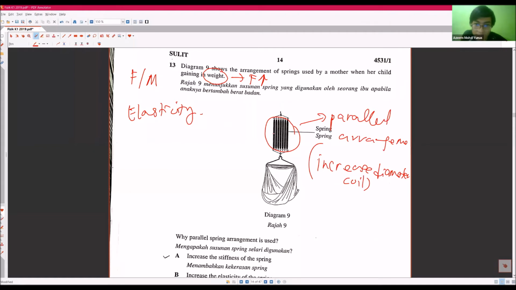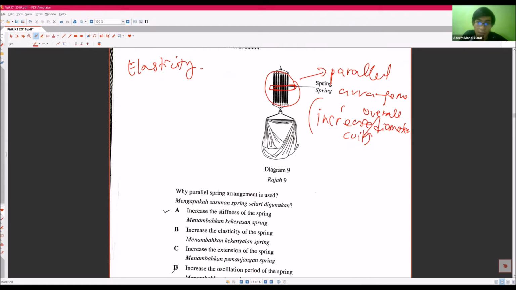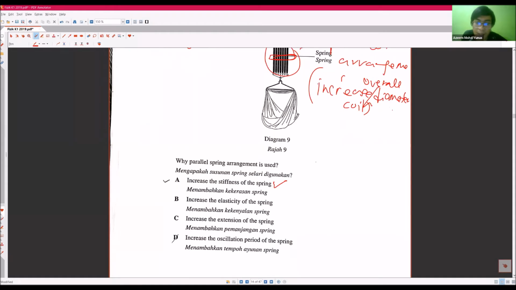We increase the overall diameter of the coil. Okay, why is the parallel spring arrangement used? Increase stiffness, because higher diameter, higher thickness. Increase elasticity, wrong. Increase extension, wrong. Increase oscillation, wrong. If you want to increase oscillation, it must be elastic, because the ability to return to its original state is higher. So that is elastic. The answer is E.